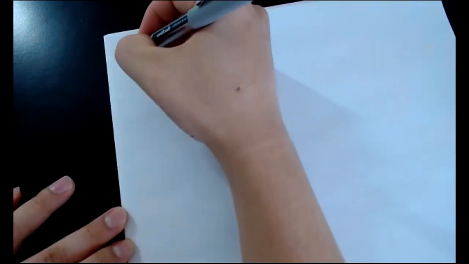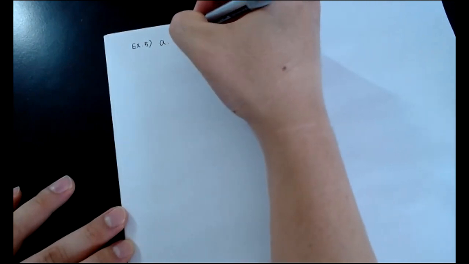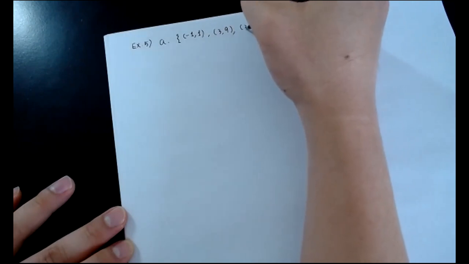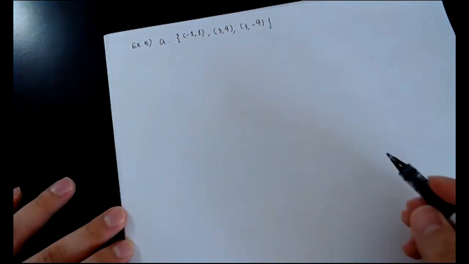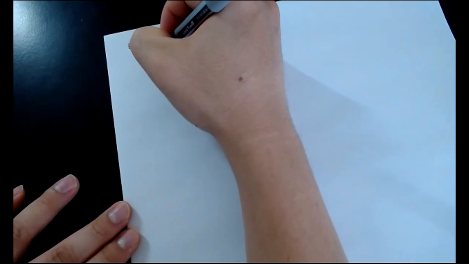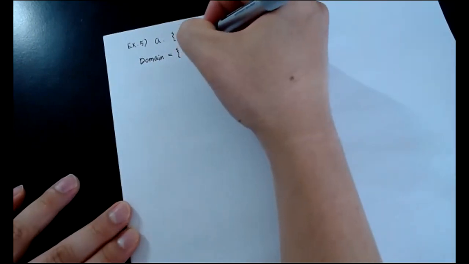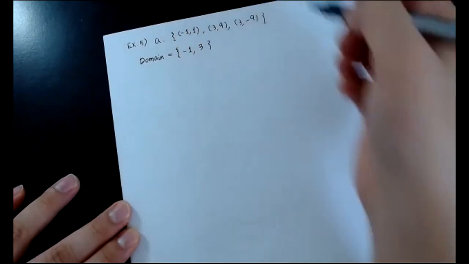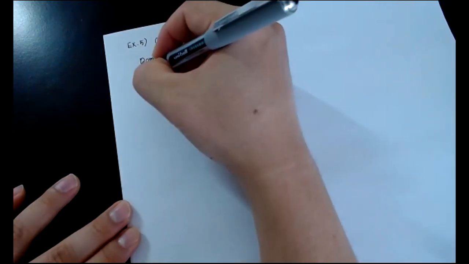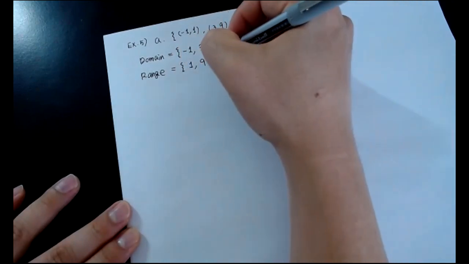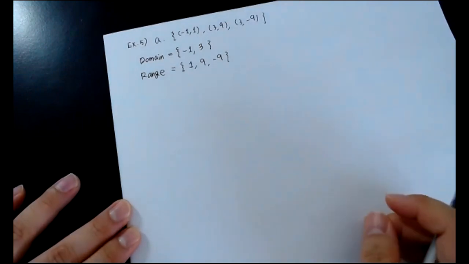So now here, example 5. Okay, so A, -1 and 1. Okay, and then 3, 9, and then 3, -9. All right, so then the domain is gonna be what? It's really easy, right? So the domain is just to collect all of the first coordinates, right? -1, 3. That's it. That's the domain. Okay. The range is gonna be what? 1. Okay. And then 9 and -9.